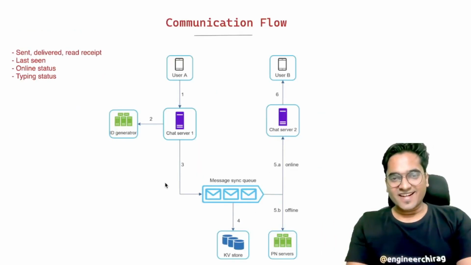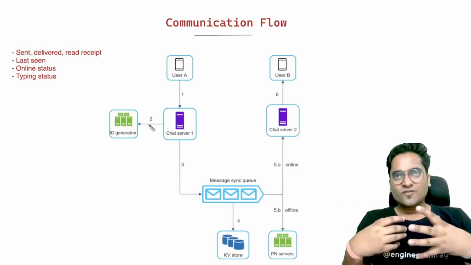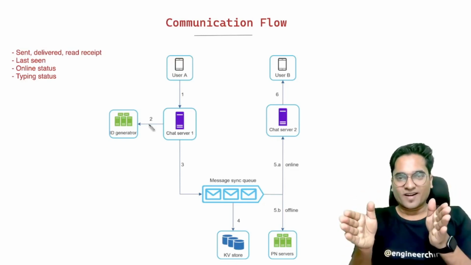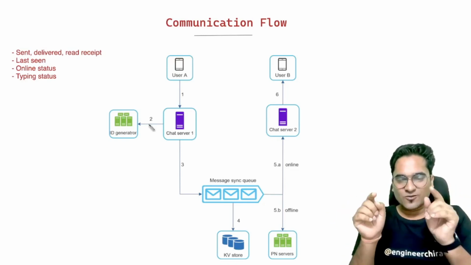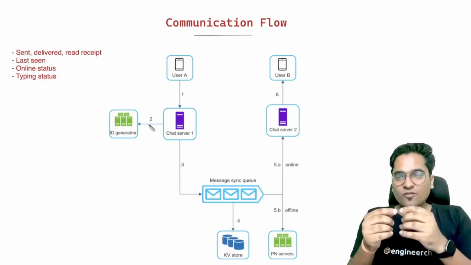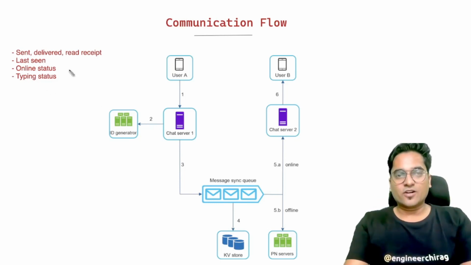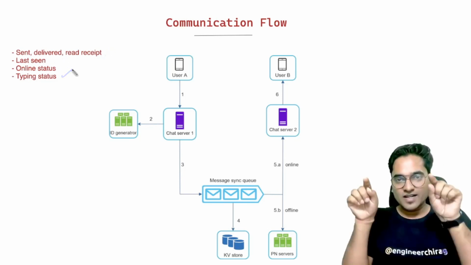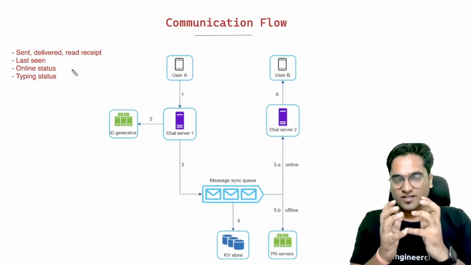Let's understand how this entire communication flow happens between you and your partner, when you are having a chit chat. Then you will be able to understand the features we talked about, like how sent and received work, and how last seen, online status and typing status work. In order to understand, let's look at this communication in terms of WhatsApp.